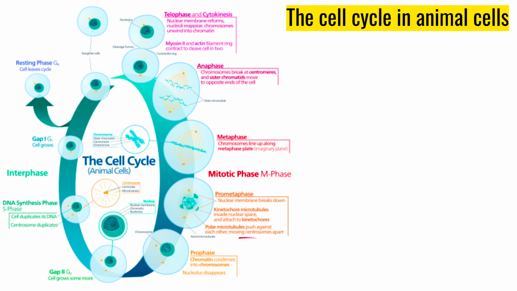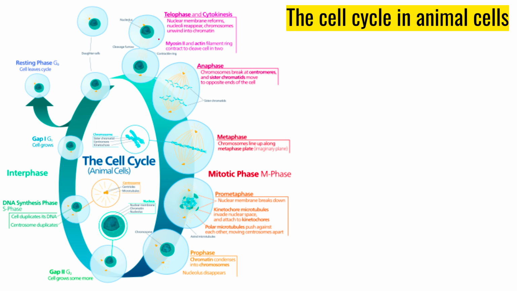And the polar microtubules push against each other. They move the centrosomes apart. In metaphase, chromosomes line up along an imaginary plate, which is called the metaphase plate. In anaphase, the chromosomes break at their centromeres and sister chromatids move to opposite ends of the cell.